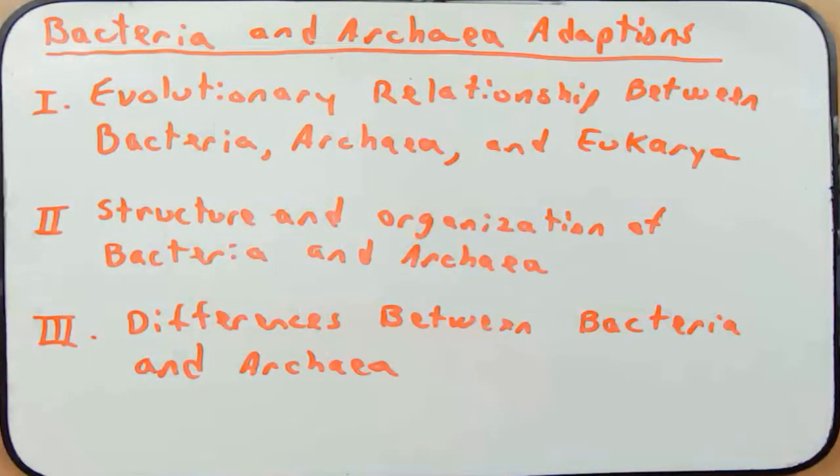We're going to begin with an evolutionary relationship between the three domains, bacteria, archaea, and eukarya. And then we're going to spend quite a bit of time talking about the structure and organization of bacteria and archaea. And then we're going to close with talking about some of the main differences between archaea and bacteria. And some of those differences we'll have already highlighted in part 2 here. So let's go ahead and get started.